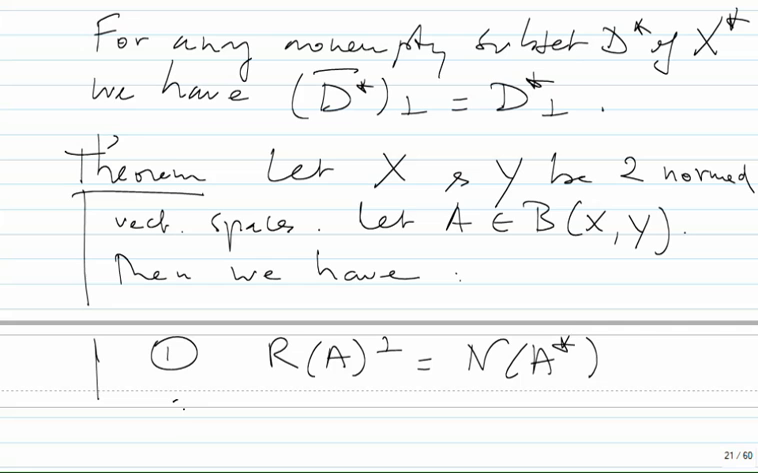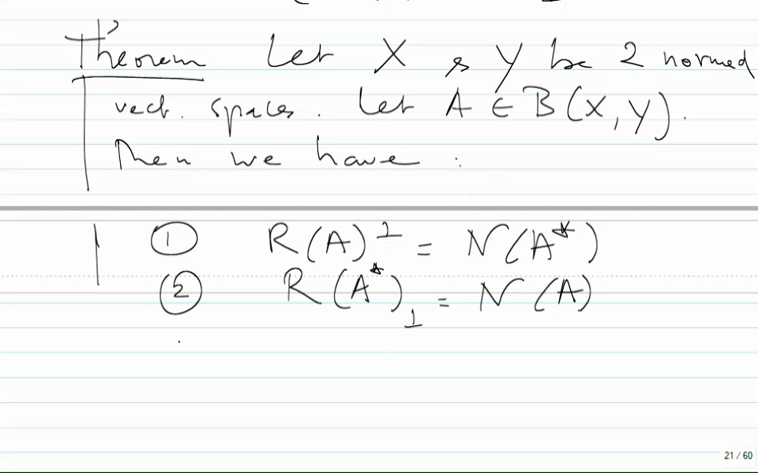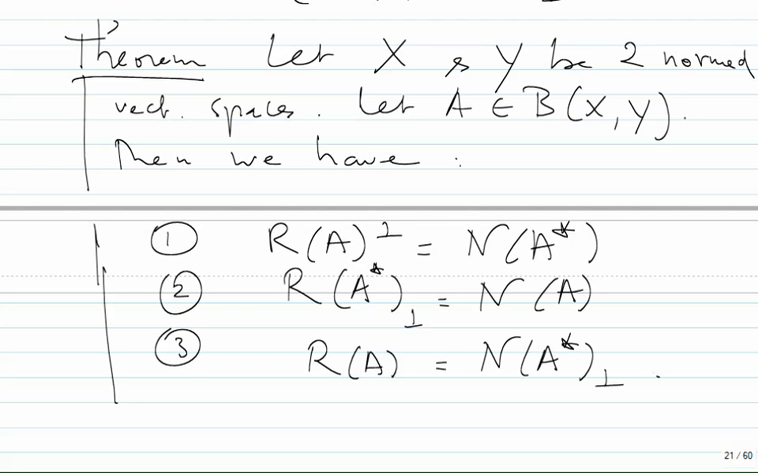Two, the range of A star orthogonal, so we're in the dual space now, and I came back to the space, is the null space of A. Great. And finally, three, the closure of R of A is equal to the null space of A star orthogonal. Beautiful.